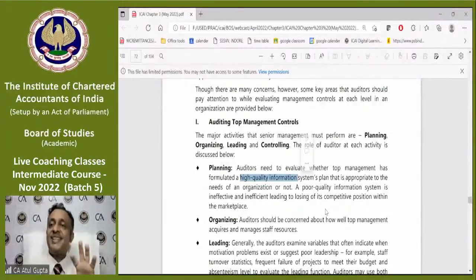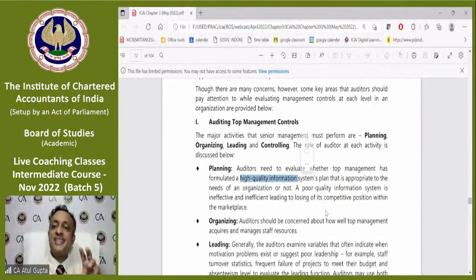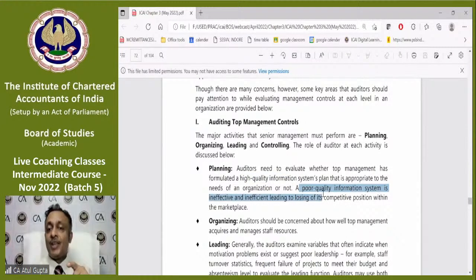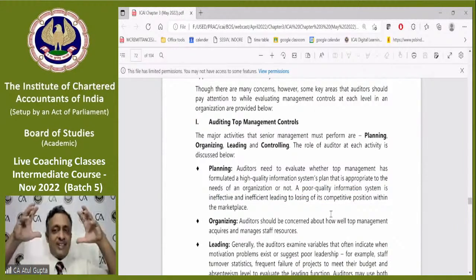When we started today's lecture, auditing per se, the first question was the need for audit. In that, there was a point: incorrect decision, poor decision. What was the source? The source of poor decision will be poor quality of information system. So please understand the steps.